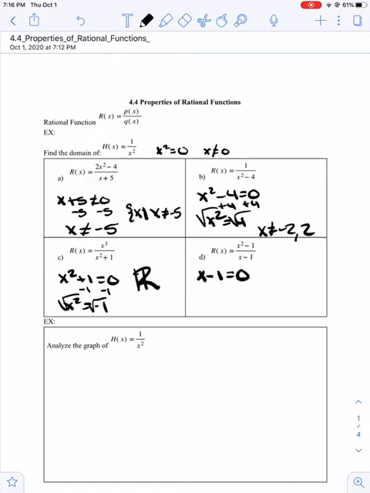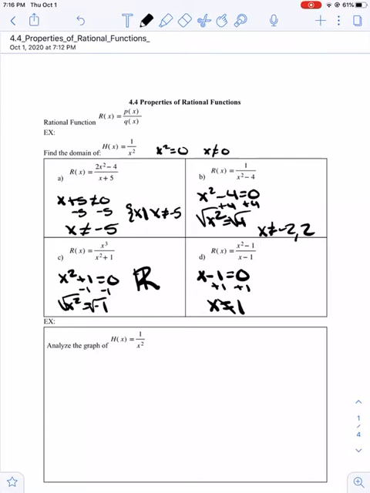Last one, x minus 1 equals 0. Add 1, x equals 1. So you're always setting that denominator equal to 0, and then whatever you solve for x, that's what your domain cannot equal, or at that x equals, nothing is happening at the graph at that place.